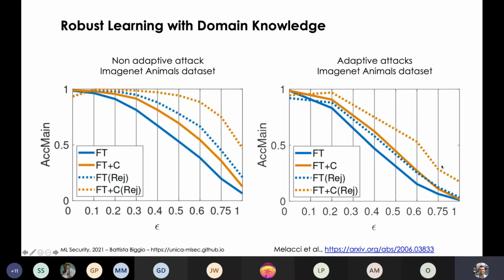And this is some of the results that we had. You see here that this is improving the robust accuracy at the expense, of course, of a trade-off at the beginning. You decrease the accuracy a bit, but you gain robustness.